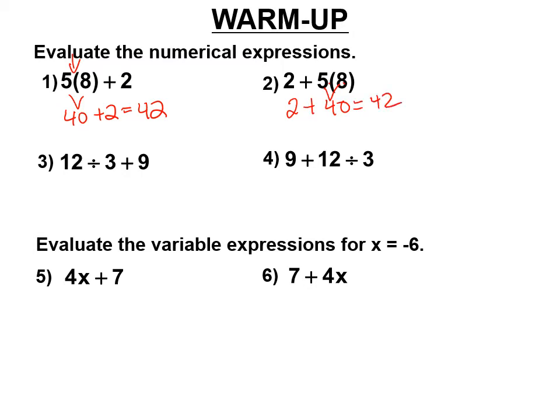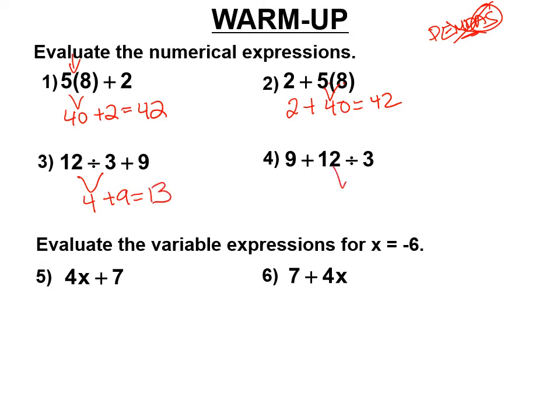Multiplying and dividing. Some of you had teachers who called it PEMDAS, but we don't really use that much anymore because students think that multiplying comes before dividing. It does not. Multiplying and dividing are tied. Okay, but all multiplying and dividing comes before all adding or subtraction. So we have to do 12 divided by 3 first and get 4, and 4 plus 9 is 13.